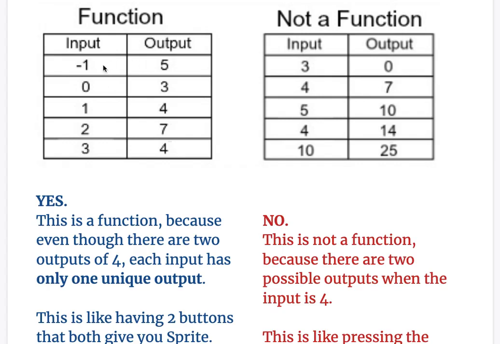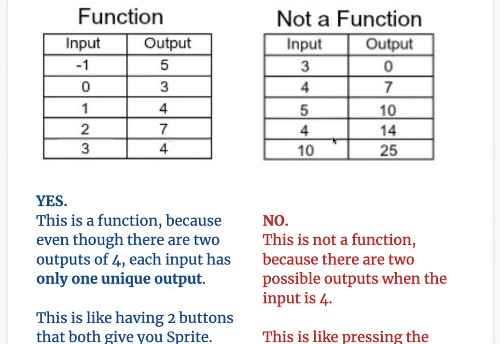If I press -1 on my soda machine, I'll get a 5. There's only one possible answer. If I press a 0, I get a 3. If I press a 1, I get a 4. If I press a 2, I get a 7. If I press a 3, I get a 4. This one's kind of confusing because you see two 4s in the output. So it's kind of there to trick you, but it is a function, because even though there's two outputs of 4, each input has only one unique output.